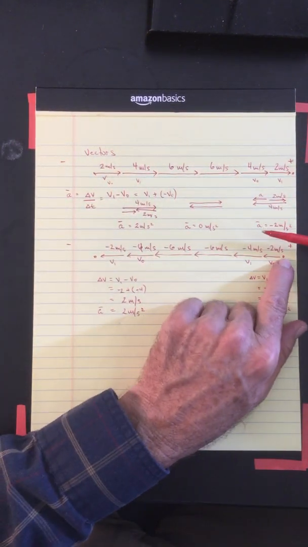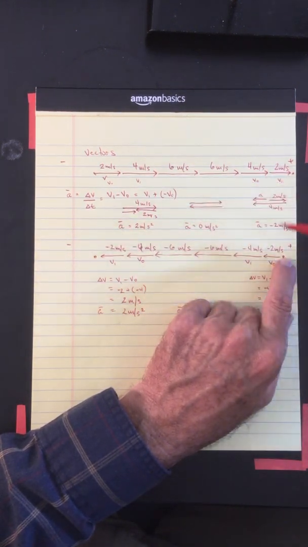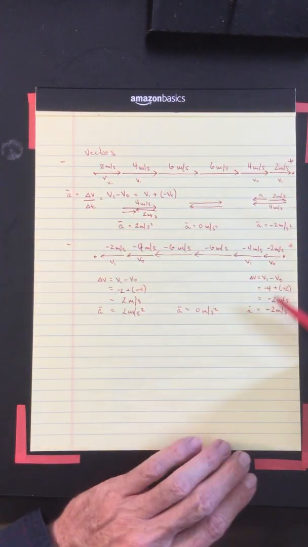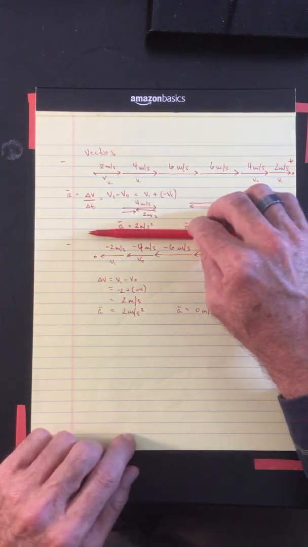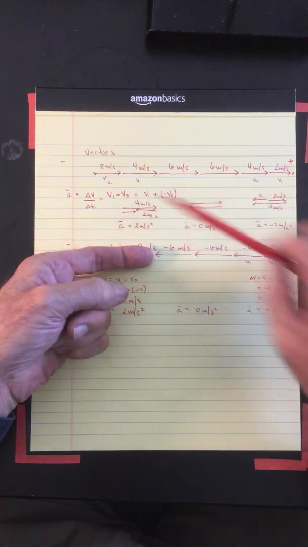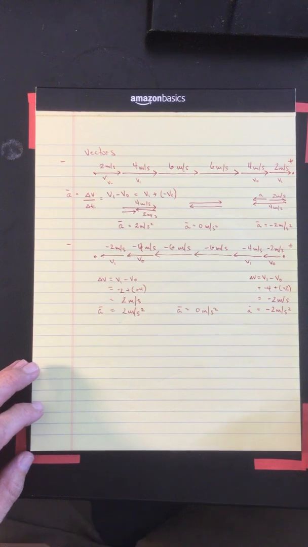Likewise down here, I'm stopped. What's going to get me going? I need a force in which direction? The negative direction. Therefore, I need to have negative acceleration. Now that I'm traveling in the negative direction, what's going to stop me? A force in the positive direction. Therefore, I have positive acceleration.